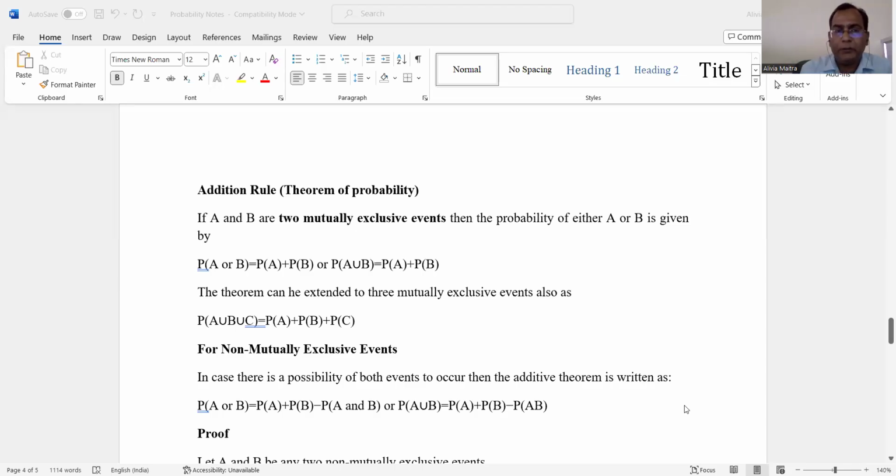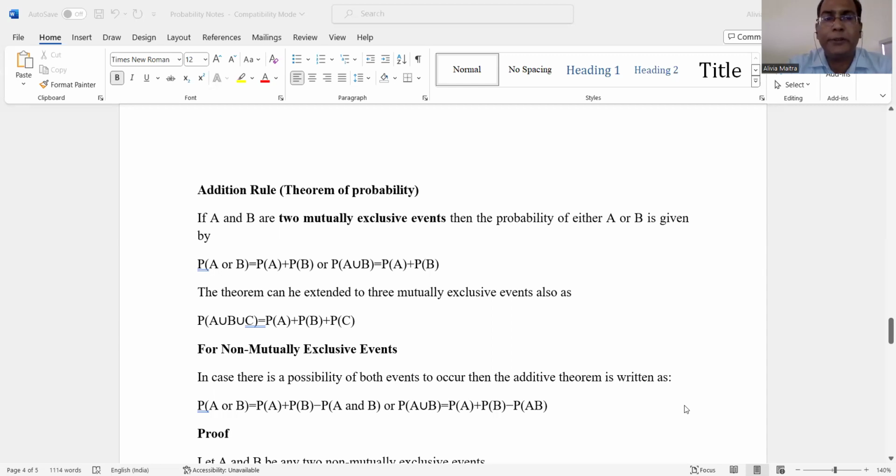We can see on screen our addition rule, and the addition probability theorem is given. This theorem is described here for two events A and B. First we have to understand that for two events A and B, there are two possibilities. One is that the two events A and B may be mutually exclusive events. The second case is that the two events A and B may be non-mutually exclusive events. In the last lecture, we discussed mutually exclusive events.